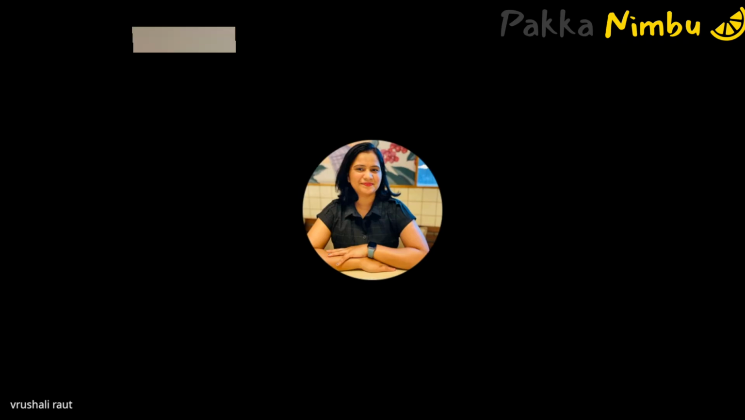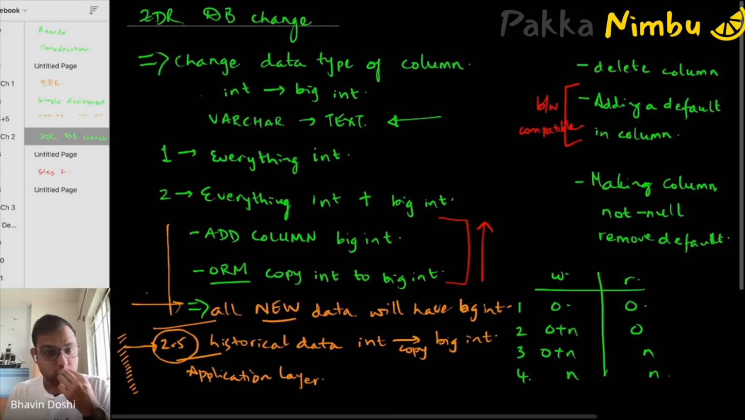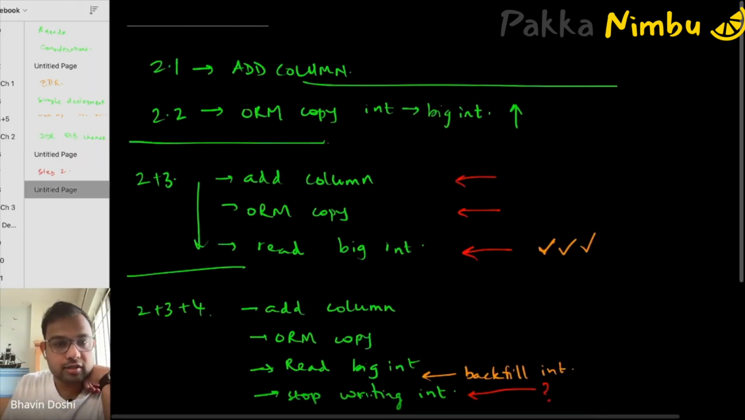Yeah, or like how we had made the history int into big int. Step 2.5, I think. Meaning at one point we started making new records as a big int, and then historical data copy from int to big int. The same migration we'll have to do. Yeah. So now that you guys understand this, right?